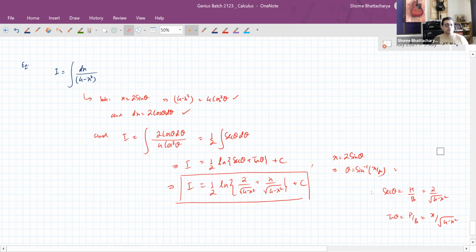So this term that we have got basically tells us that sine theta is x by 2. The perpendicular is x, then the hypotenuse is equal to 2. So the base, and from this now we've got this and we've got this.